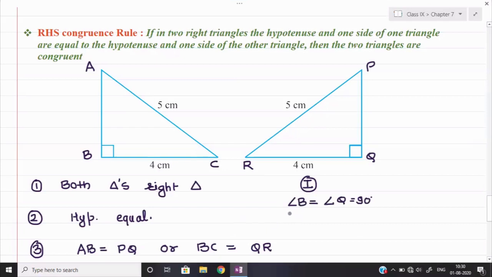Second thing, we can say the hypotenuse should be equal. So if hypotenuse I am taking here, so AC is equal to PR. Okay, that is required equal. And from the remaining corresponding pair of side, any one should be equal. As I have written here, AB is equal to PQ. Either you require AB is equal to PQ, or we can say BC is equal to QR you required.